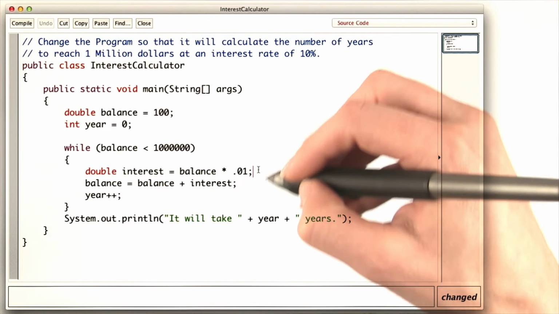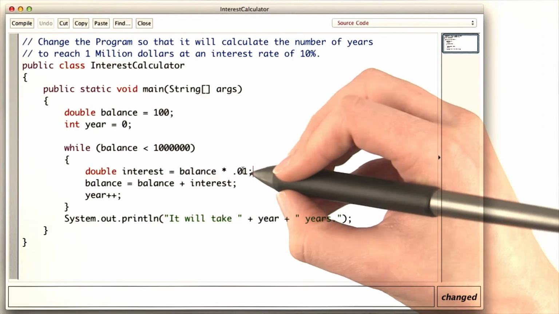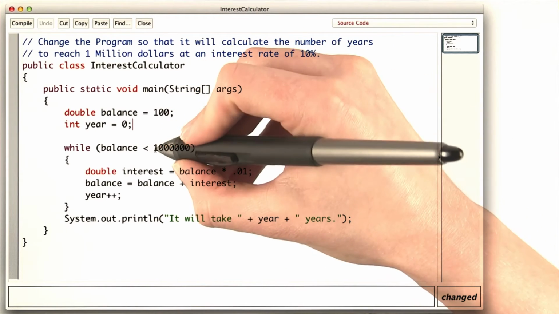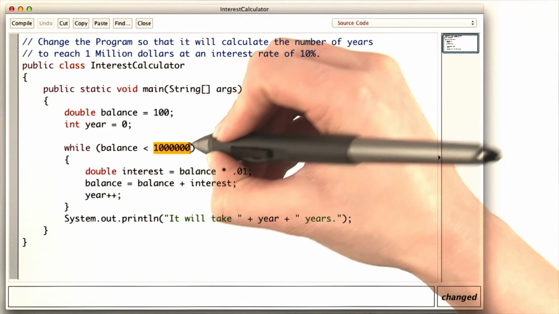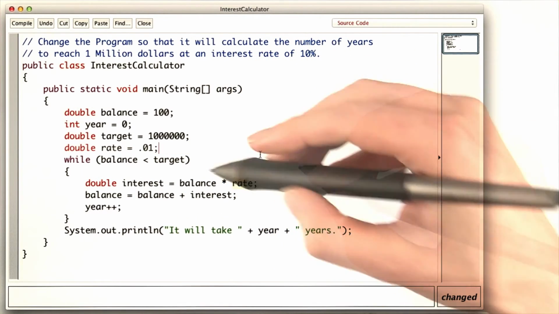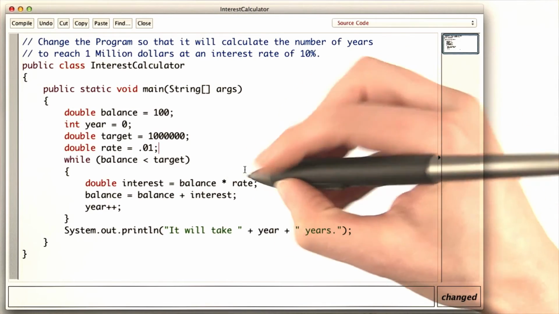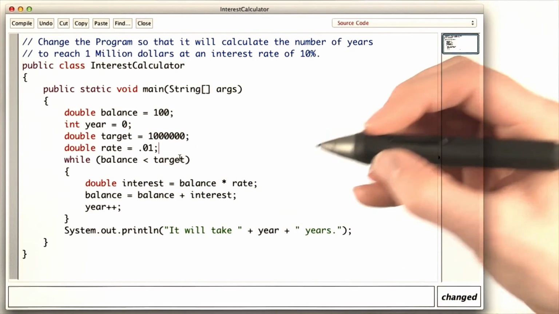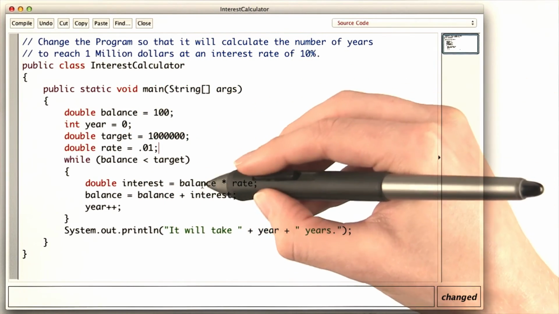There are some magic numbers still in this code. Maybe these should actually be named variables. So I could take this and make this into the target, and I could take out the rate and call it a rate. Now this code is much more readable. We can see that it goes while the balance is less than the target, and the interest increments by the balance times the rate.